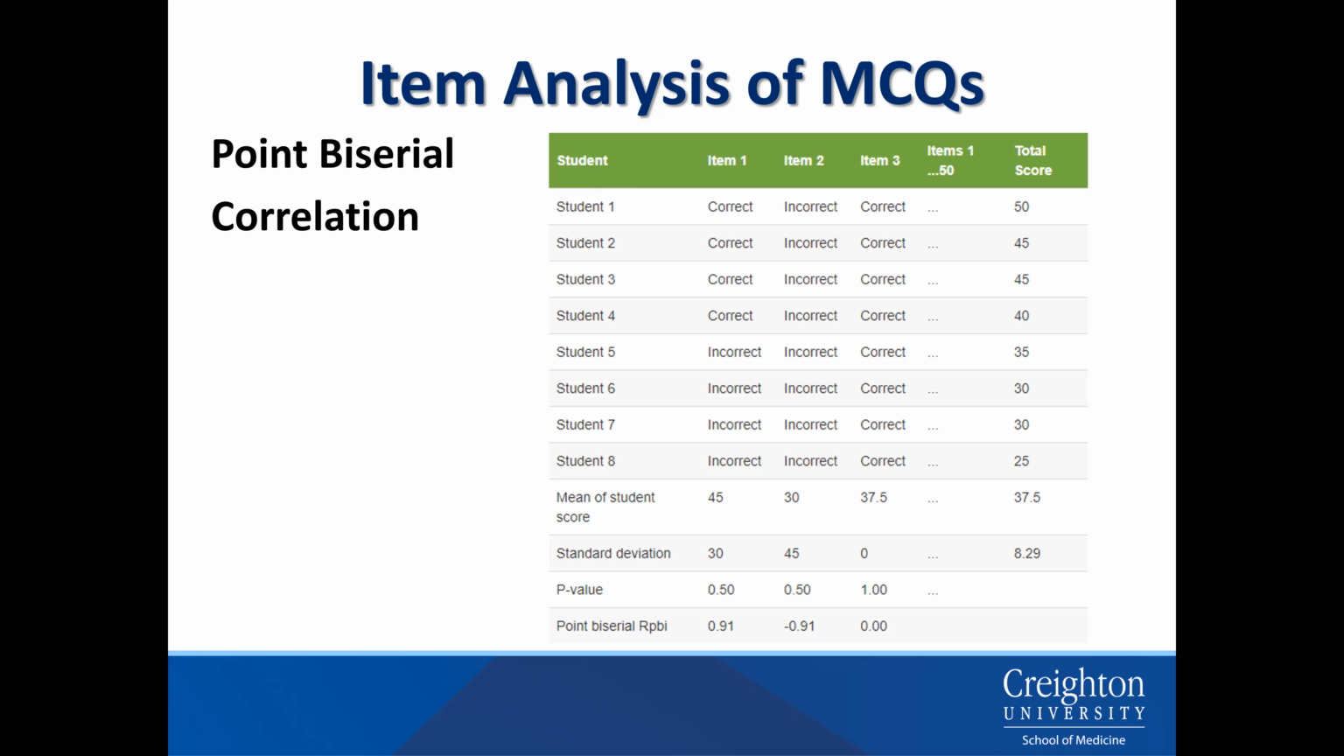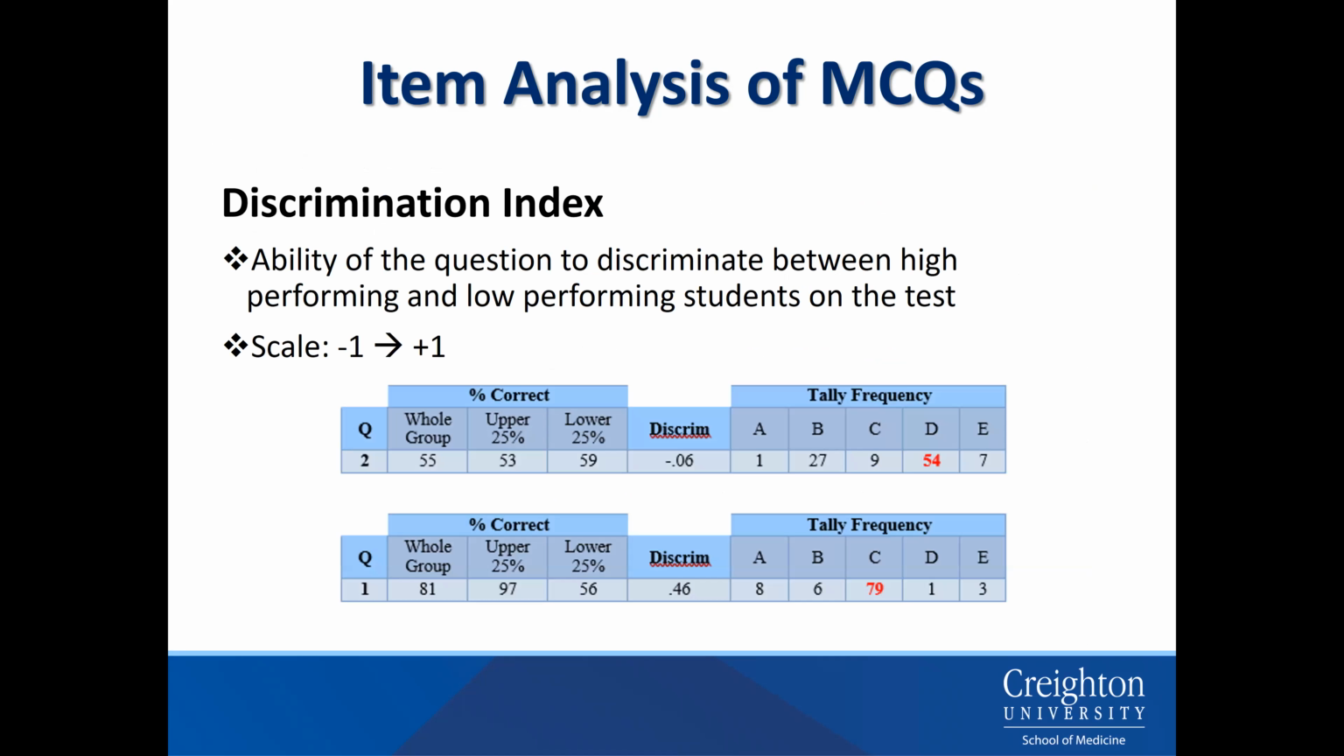Okay. And then 0 is kind of neutral. I would look at it because I think questions should have some discrimination between students who do well and students who don't. But it's not bad. -0.91 is horrible.